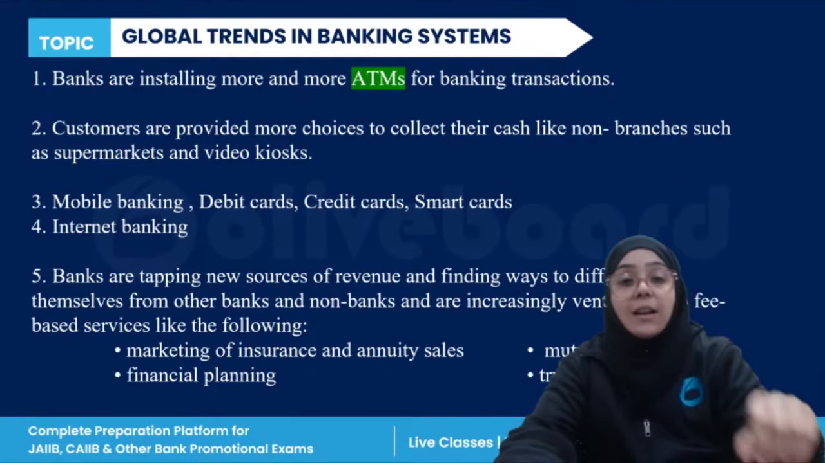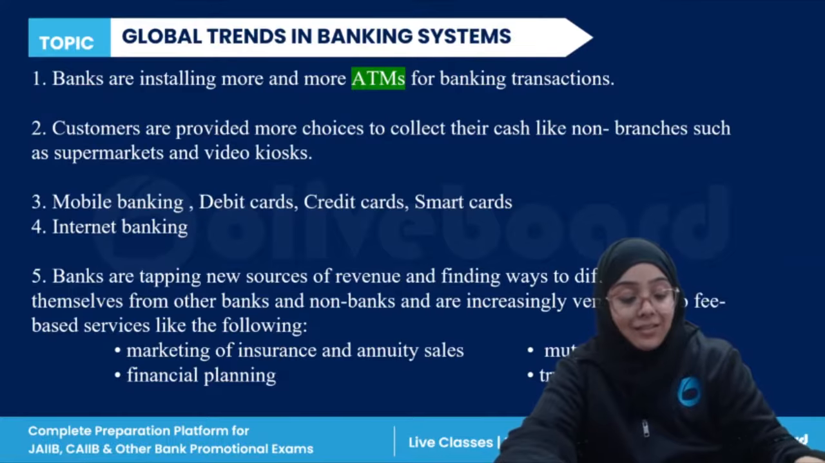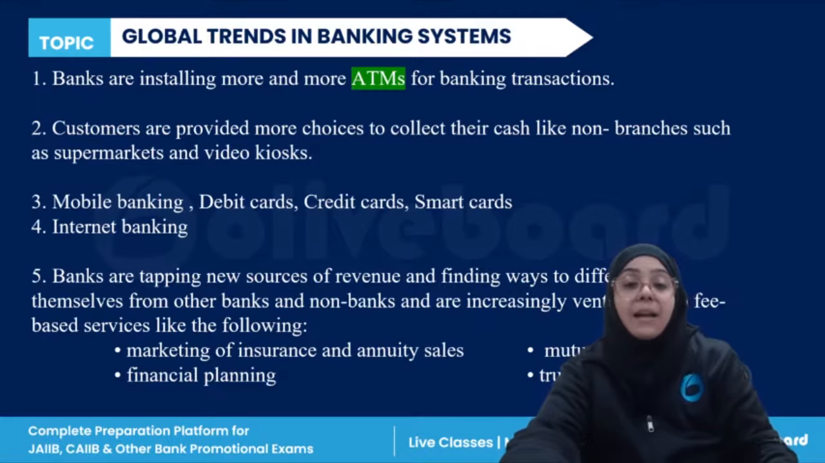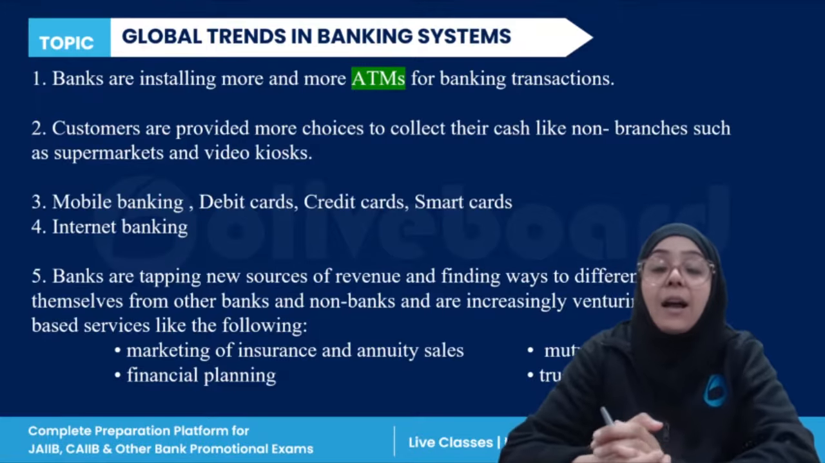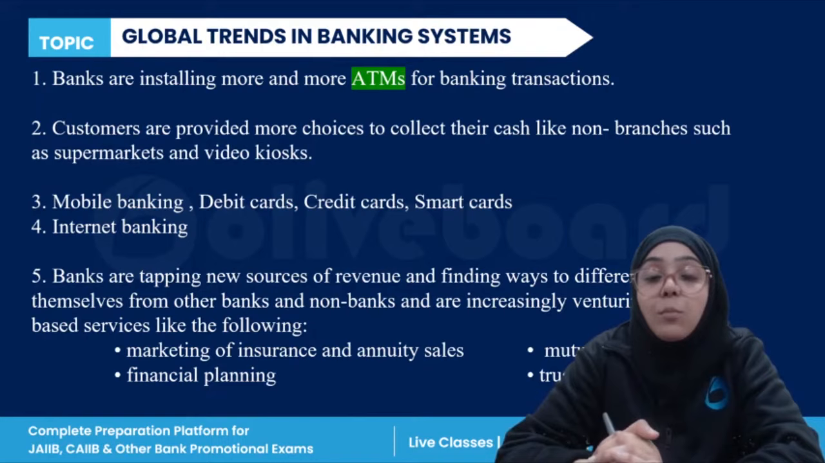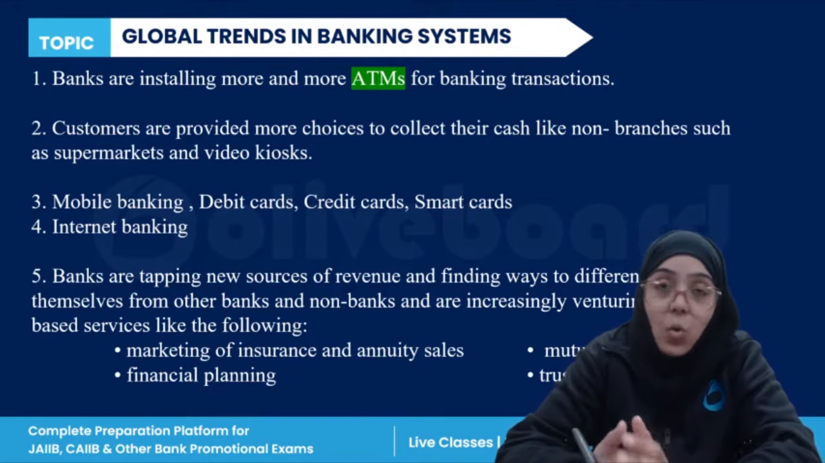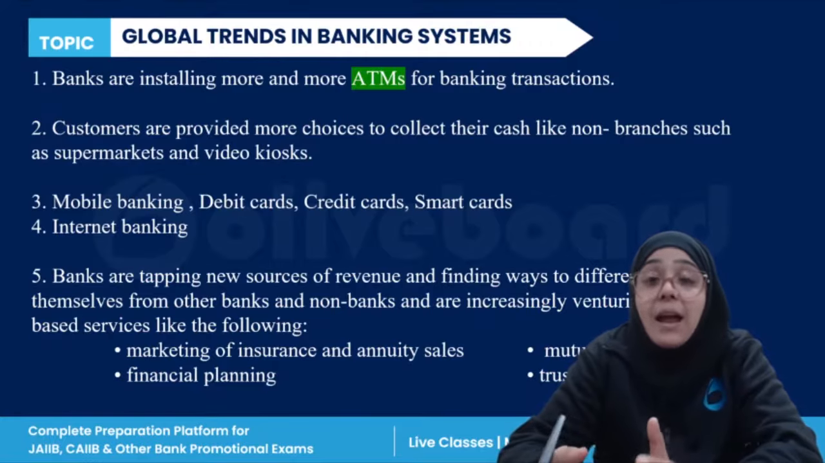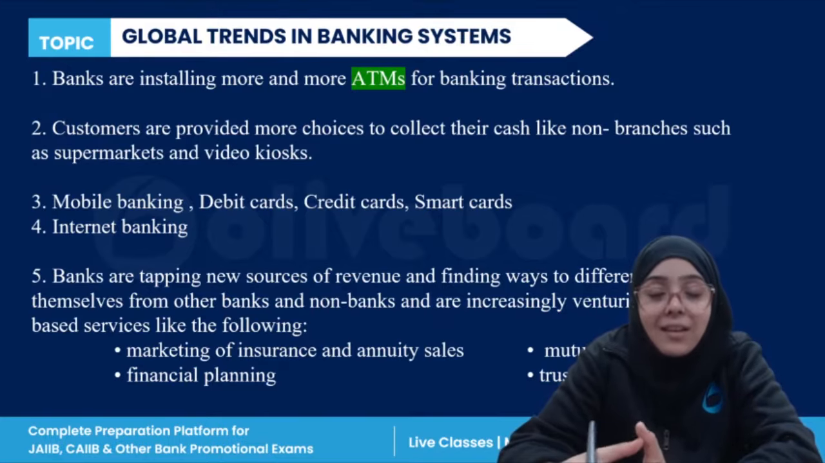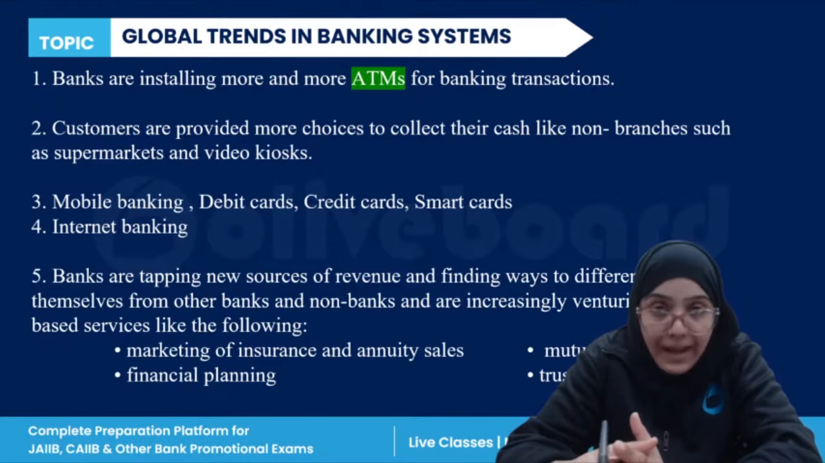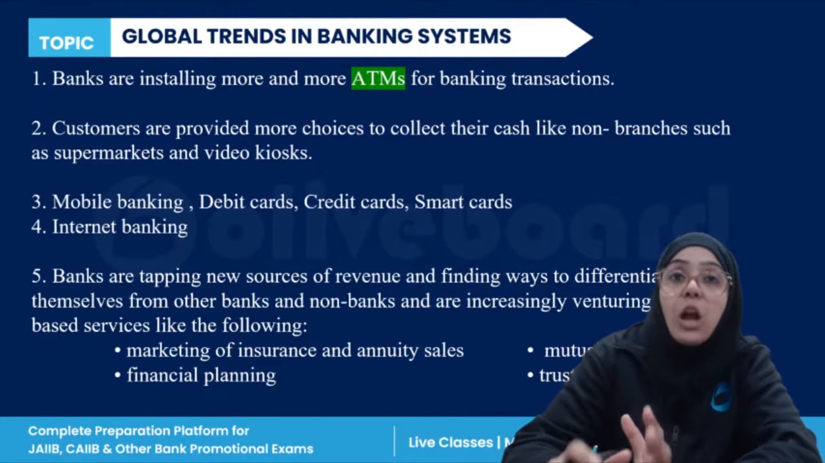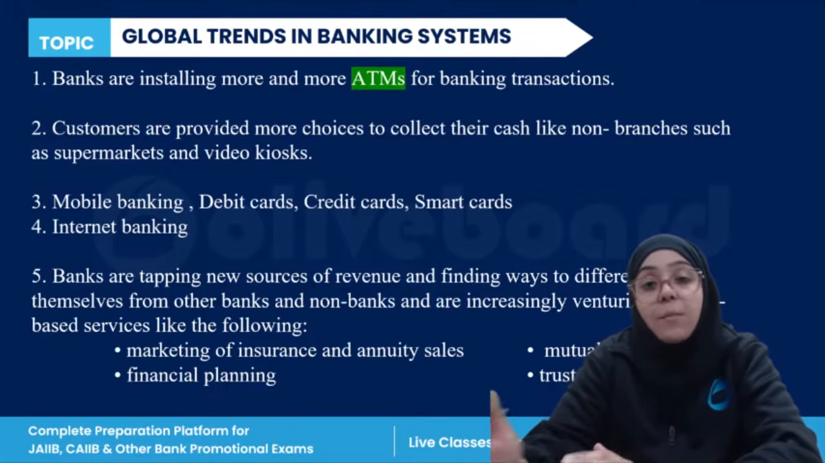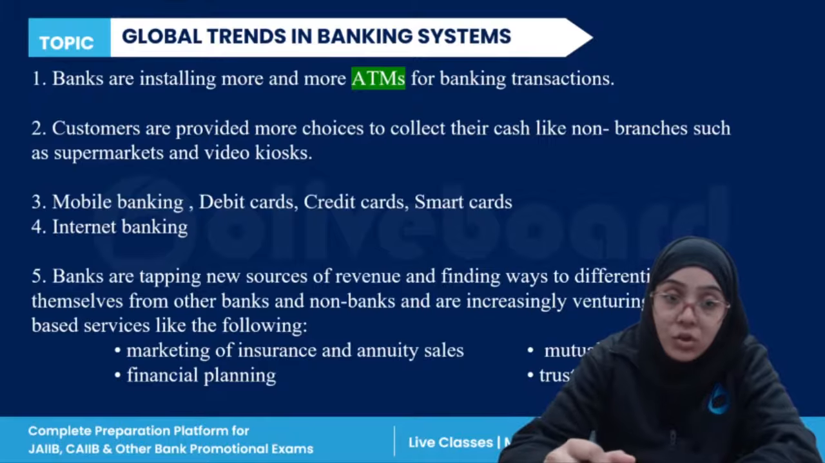Okay, now what are the global trends in the banking system? If we are talking about the global trends in the banking system, banks are now installing more and more ATMs for banking transactions. You all know that. For avoiding unnecessary queues, lines, hassles and crowd in the premises of the bank, banks are now using more and more ATMs for banking transactions.